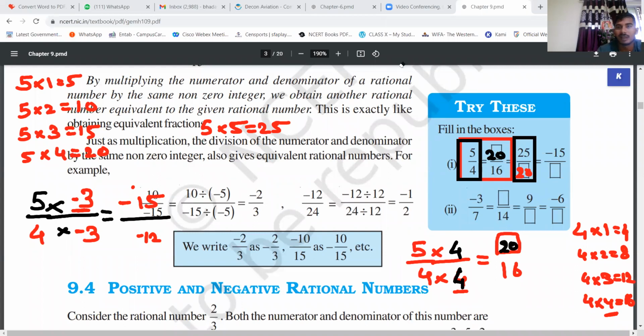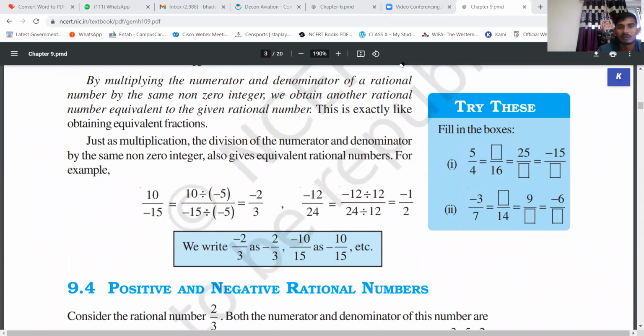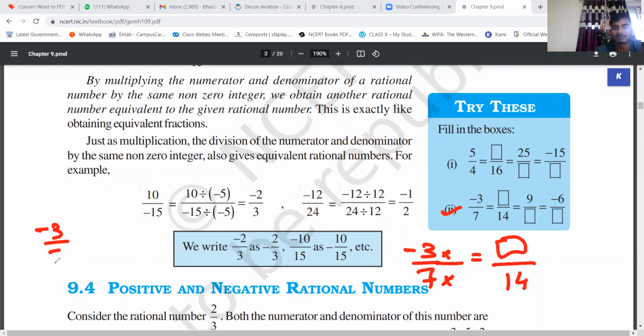Now, same thing, I'm giving you homework to all. Can you solve this part? Minus 3 by 7 is equal to dash upon 14. You need to multiply a number. Then go for minus 3 upon 7 multiplied by numerator and denominator is equal to 9 by dash. Now I'll tell you one more thing, one of the most important things. See, it is given that minus 3 by 7 is equal to minus, is equal to 9 they have given.